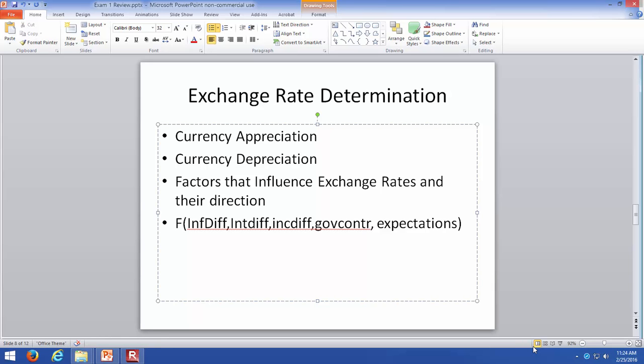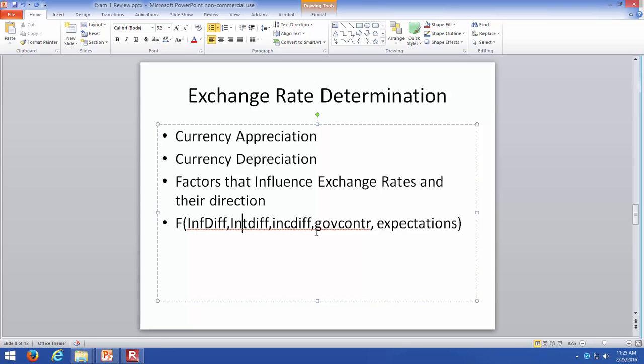Okay. Now, what are some of the factors that influence exchange rates? The first is the interest rate differential, the difference in the interest rate between the US and the foreign country, and changes in that. As the interest rate in the US increases more than the interest rate in the foreign country, we can expect the US dollar to strengthen. One thing to remember is that we are talking about the real interest rates, not the nominal interest rate.